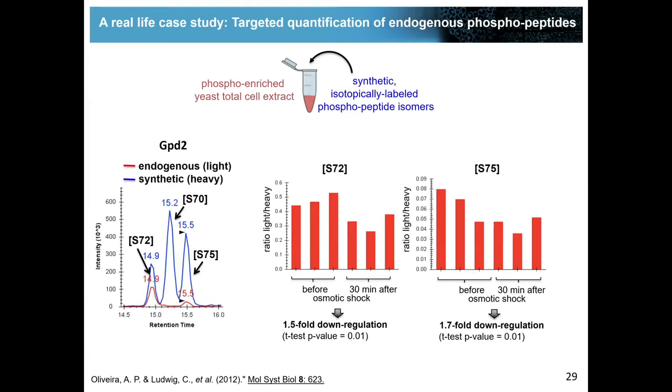And this is how the data looked for the GPD2 protein. In blue, you see the three peaks of the synthetic peptides that I spiked in, and in red, you see the light signal. From these experiments, it was very clear that I have only these two, serine 72 and 75, present in my sample. Because they were retention time separable, I could use all the transitions. I didn't need to focus only on the unique eigensignature peptides, and I could quantify them before and after osmotic shock, and we found a slight but significant downregulation.